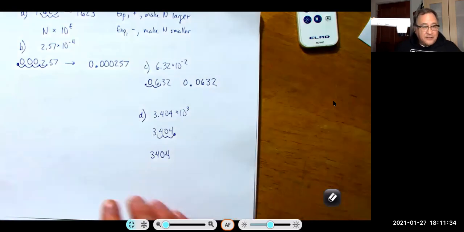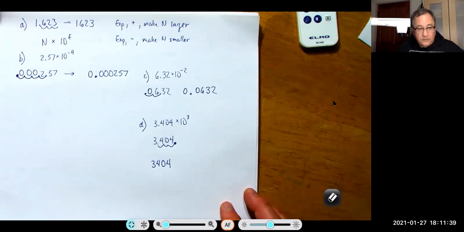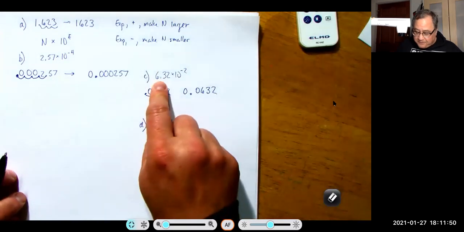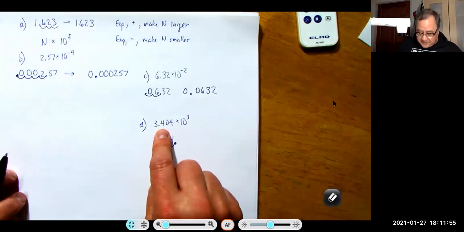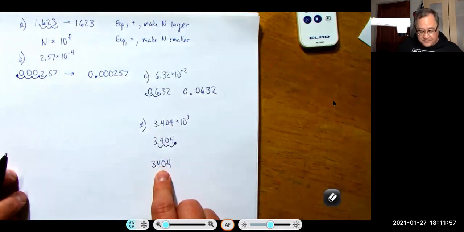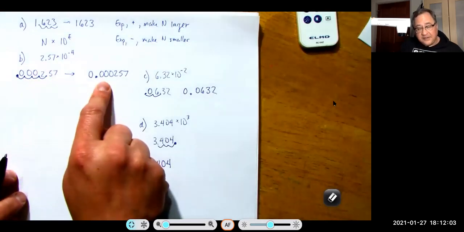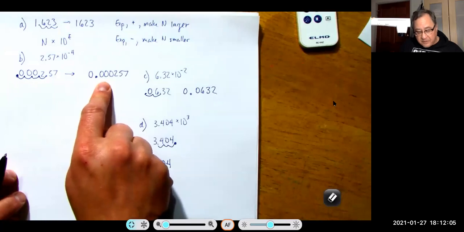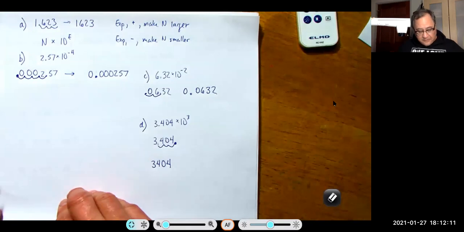Now, one of the things I want to point out to you when you do this, regardless, your fixed notation versus your scientific notation, they will both have the same number of significant figures. Here, 3 significant figures. Here, 3 significant figures. Here, 4 significant figures. Here, 4 significant figures. Here, 3 significant figures. Here, 3 significant figures. And you need to remember that leading zeros don't count as significant figures. Okay, so we're going to move on.